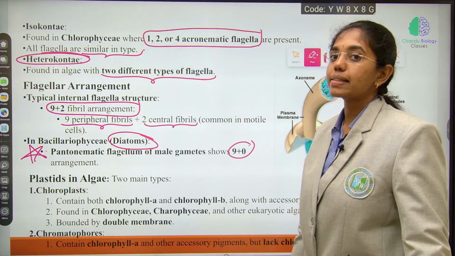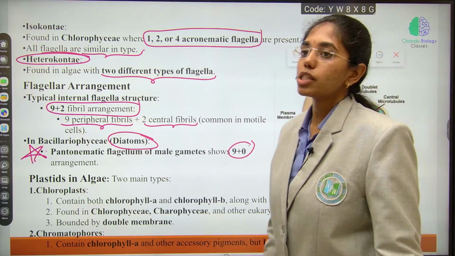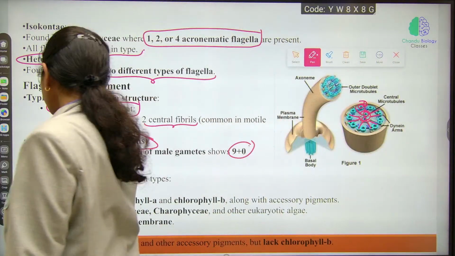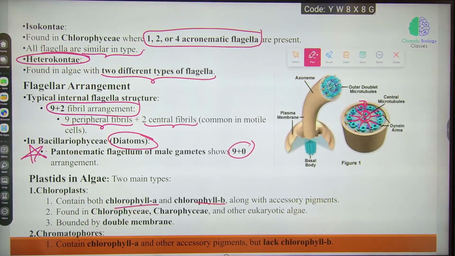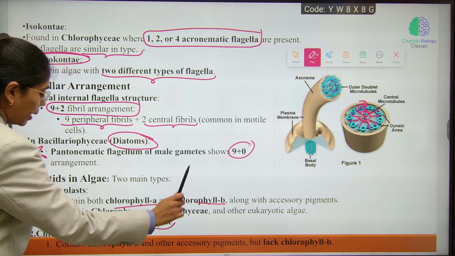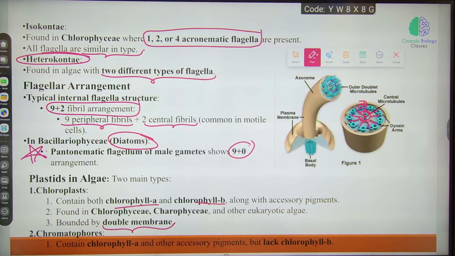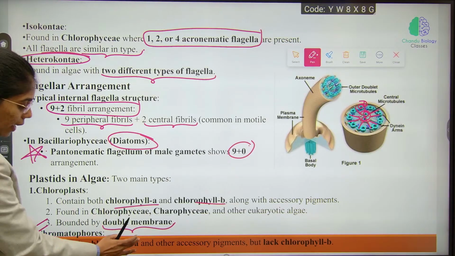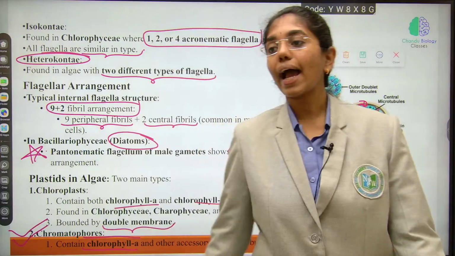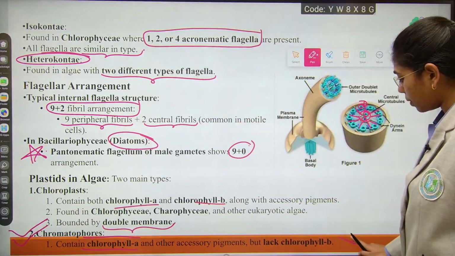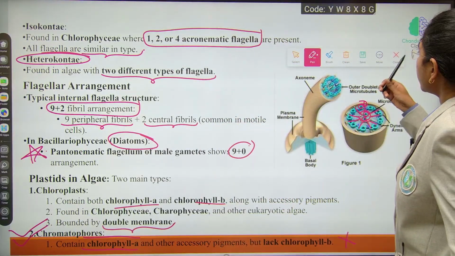Now if you see plastids in algae, we have three types of plastids: chloroplast, chromoplast and leucoplast. Chloroplast will contain both chlorophyll A and chlorophyll B with the accessory pigments. They are found in Chlorophyceae, Charophyceae and other eukaryotic species. Chloroplast is bounded by a double membrane. Next, chromatophores. They contain chlorophyll A, and the accessory pigments lack chlorophyll B. Clear till here? Next.